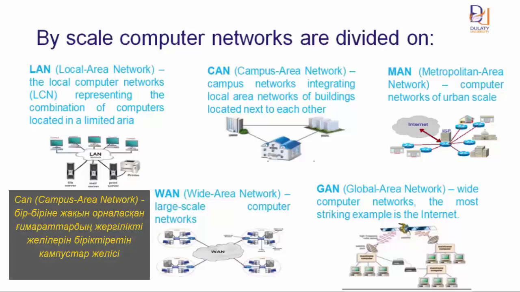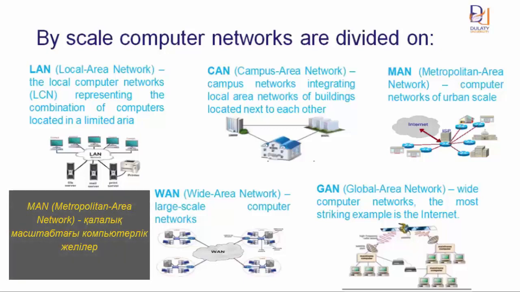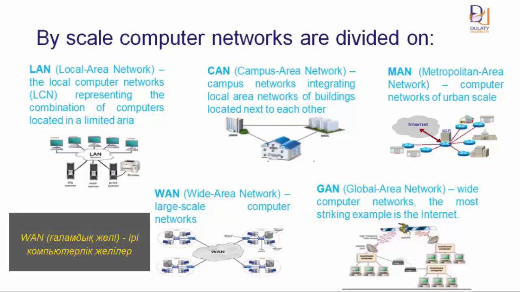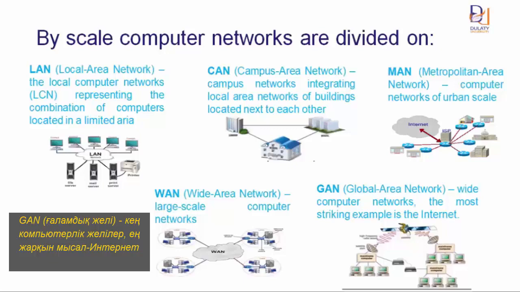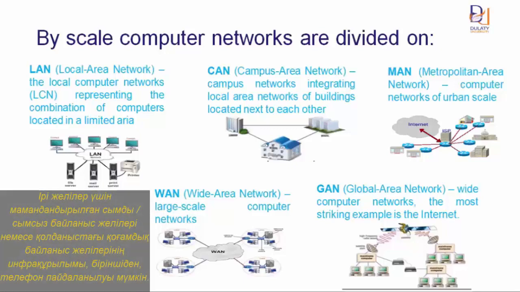Campus area network. Campus networks integrating local area networks of buildings located next to each other. Metropolitan area network. Computer networks of urban scale. Wide area network. Large-scale computer networks. Global area network. Wide computer networks. The most striking example is the Internet. For larger networks, specialized wire or wireless communication lines can be also used, or infrastructure of the existing public communication lines. First, the telephone is applied.